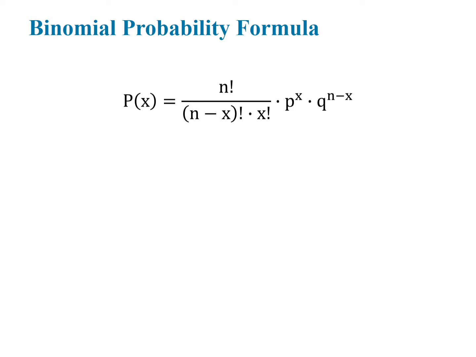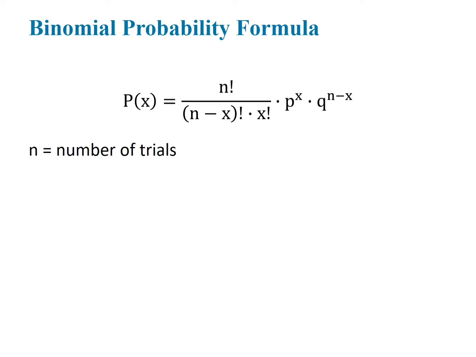Alright, so the binomial probability formula. Here is the formula for the probability distribution. The probability of x equals n factorial divided by n minus x factorial times x factorial, times p to the x times q to the n minus x. And if you recall, the first part is just the combination formula. So it's the combination formula times p to the power x, times q to the power n minus x.